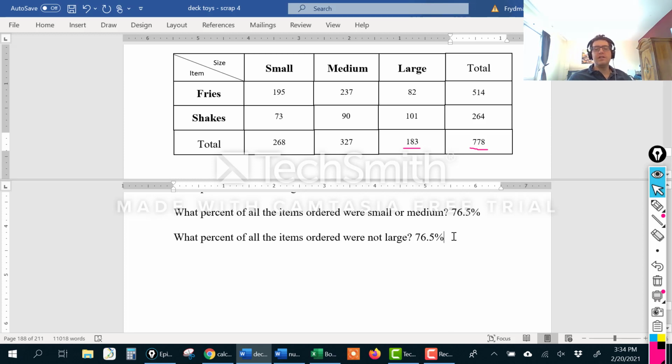And is it a coincidence that this answer turned out to be exactly the same as this answer over here? No, that's not a coincidence. There's a good reason that happened. Because if something is not large, then it's either small or medium, right? And we already answered what percent of all the items were either small or medium. That was 76.5%. So it's not surprising that the answer to this question is exactly the same. Anything that's not large is either small or medium. So really, these questions are the same. They're just worded differently, right?